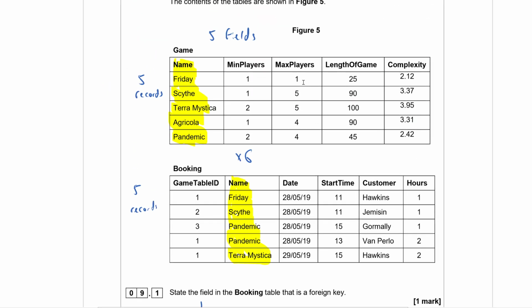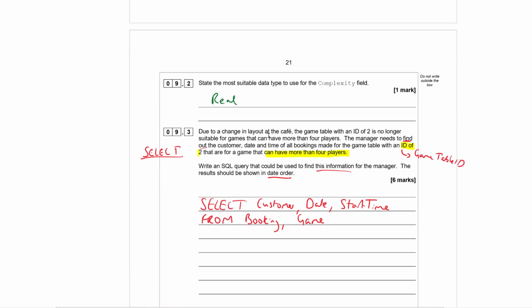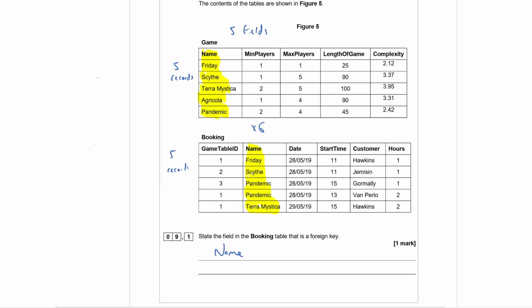Now max players is in the game table. So what we need to do is filter when max players is greater than 4. What this scenario is effectively saying is, because the cafe's changed a little bit, the game table, the actual physical table, I assume, in this cafe, can no longer handle more than 4 players. And so we're looking for just the ones where it's booked the table labeled 2 and currently allows more than 5 players, or more than 4 players, sorry.